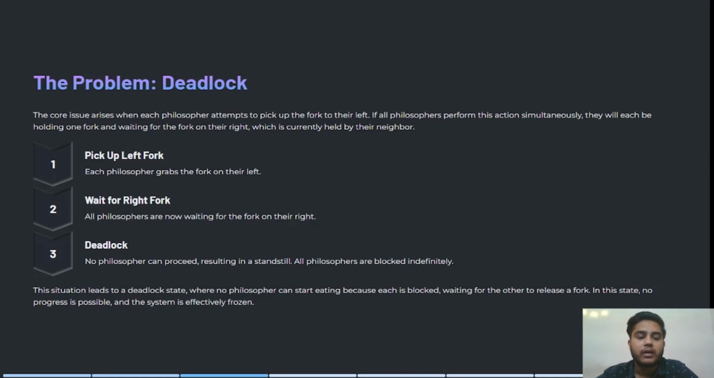All philosophers are now waiting for the fork on their right. That's the deadlock here. No philosopher can proceed, resulting in a standstill. All philosophers are blocked indefinitely. This situation leads to a deadlock state where no philosopher can start eating because each is blocked, waiting for the other to release a fork. In this state, no progress is possible and the system is effectively frozen.